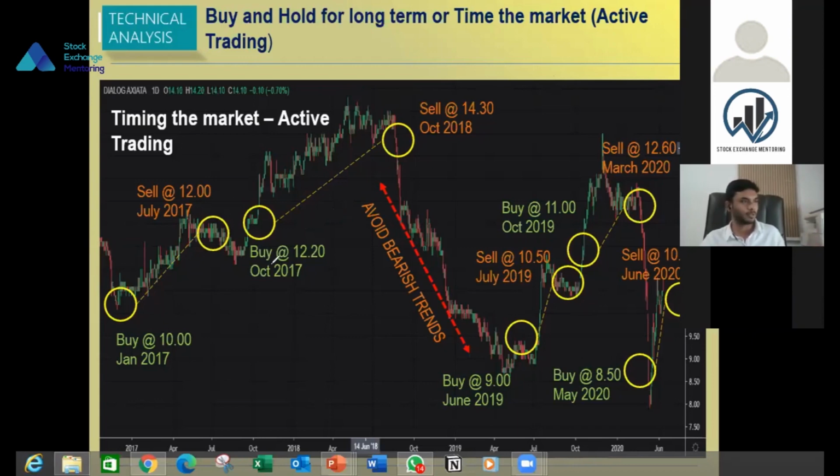It looks very easy. So if I can do this, then that's all right. But it's easier said than done. The challenge is how to find these points where you enter and then where you exit. Okay, this is the challenge we have.